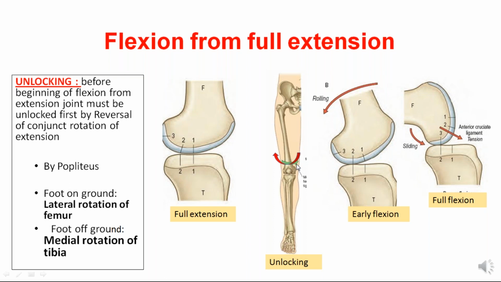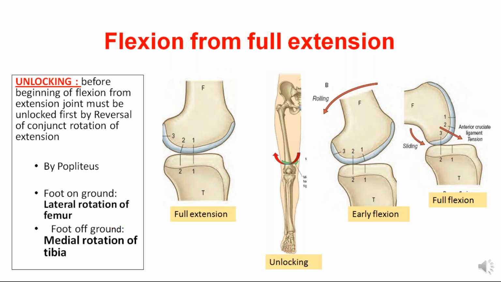So if we want to flex the joint from the full extension or full locked position, we must unlock the joint. The unlocking will take place by reversal of movement. That means there will be a conjunct lateral rotation, so the lateral rotation of the femur on the tibia will take place, and this is brought about by the popliteus. When the foot is on the ground, the femur rotates laterally. But if the foot is off the ground, there will be a medial rotation of the tibia on the fixed femur.